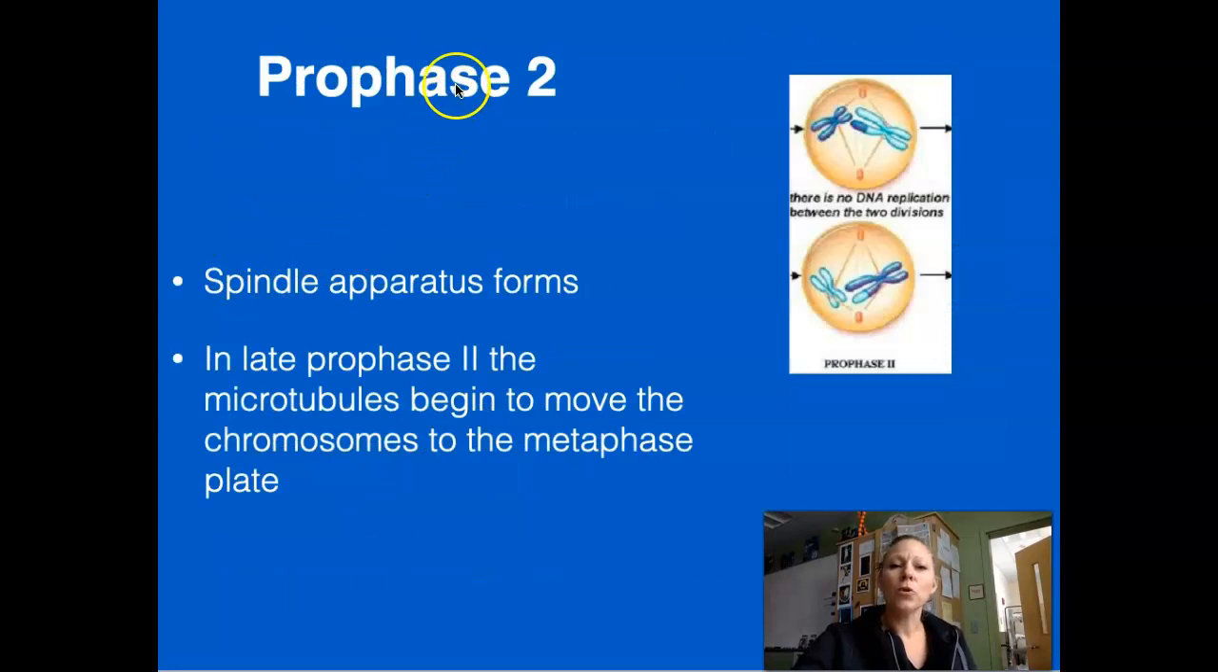So here we are, prophase 2. And once again, the same things happen that happen in prophase 1. The nuclear envelope is breaking down, the centrosomes are moving around, and the spindle apparatus forms. In late prophase 2, the microtubules begin to move the chromosomes to the metaphase plate.